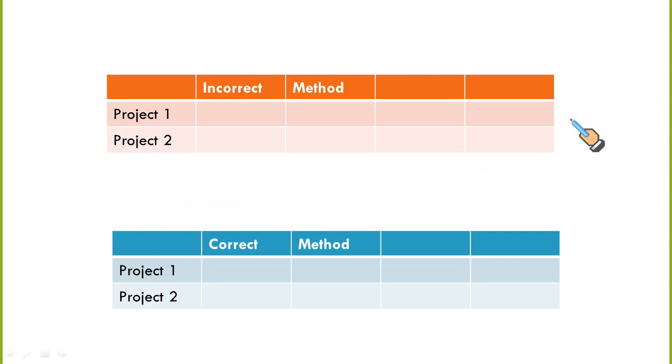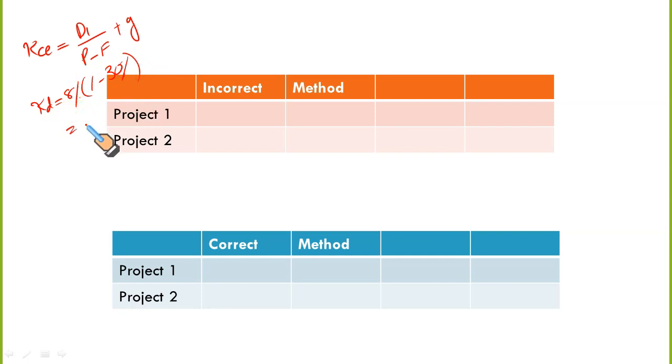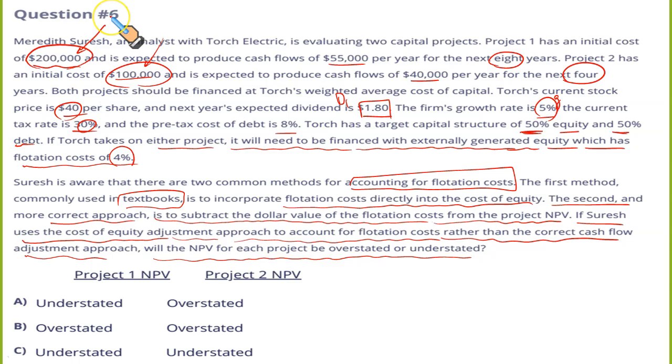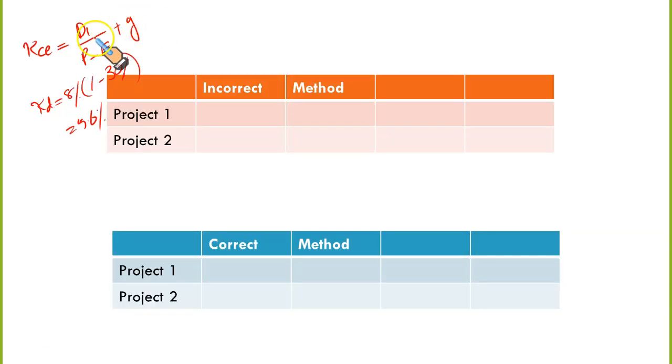Right, now first we need to calculate the cost of common equity under the conventional method. So it's going to be D1 upon the current market price minus the flotation cost, plus growth rate. This is the cost of equity. How do we calculate the cost of debt? Cost of debt is equal to the coupon, 8%, into 1 minus tax rate. Cost of debt will be 8% into 0.7. That will be 5.6%. What was next dividend? Dividend 1, 1.80. So write 1.80.